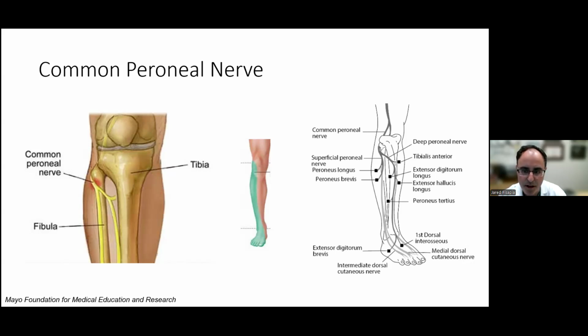And we refer to this as double crush, where there's compression at the level of the spine as well as in the periphery. Yeah, I completely agree with you.